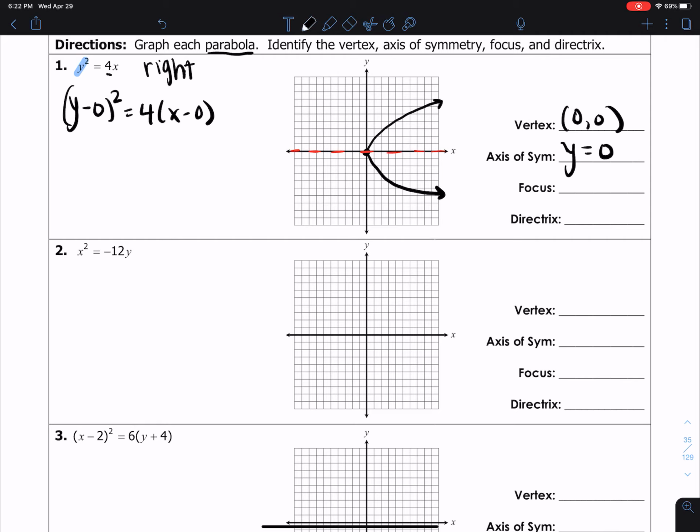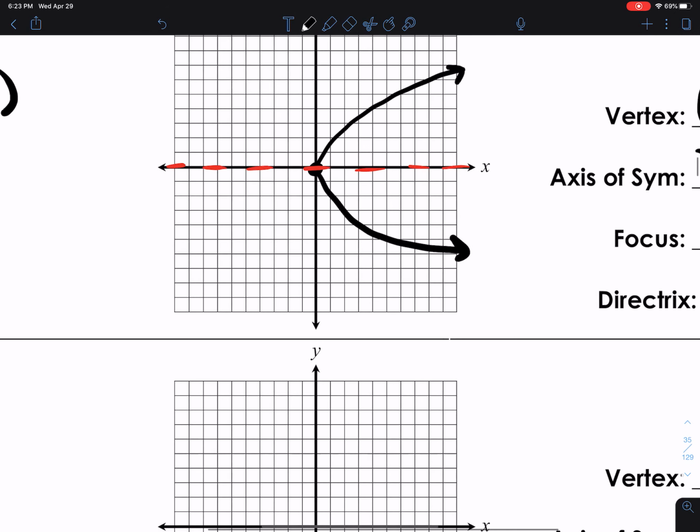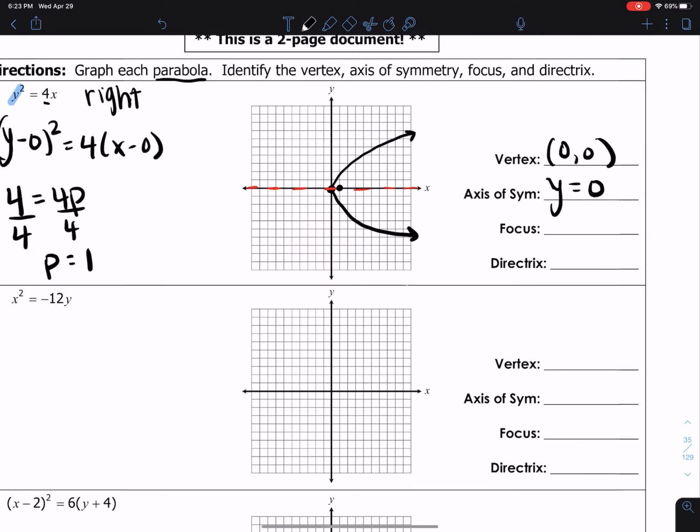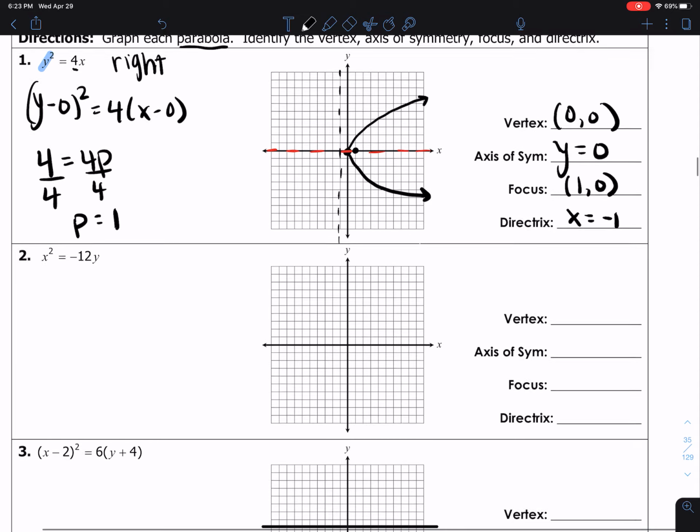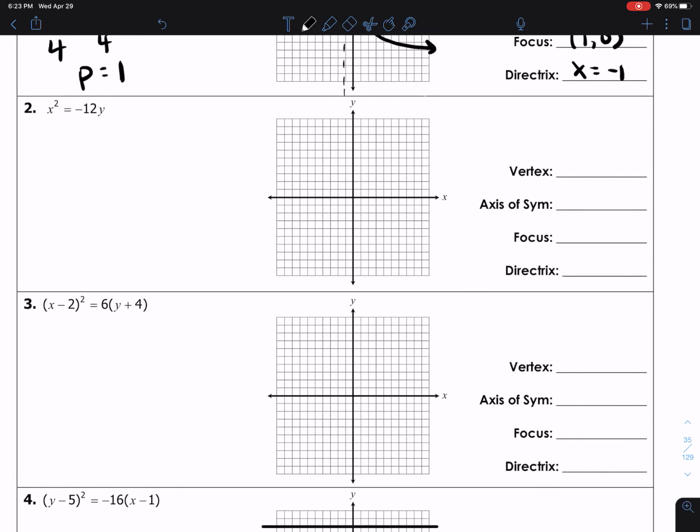Okay, now the focus, we're going to need to find the p value. So we have 4, and that's going to be equal to 4p. So all we have to do is divide by 4 on both sides, and we get p equals 1. So we're going to go 1 unit over inside of the parabola. So the focus is at 1, 0, and then the directrix is 1 unit back from the vertex. So the directrix is x equals -1, because it's a vertical line. And that's it.